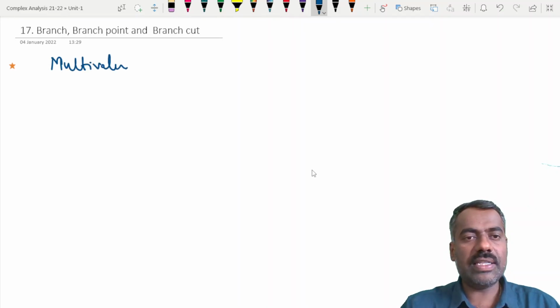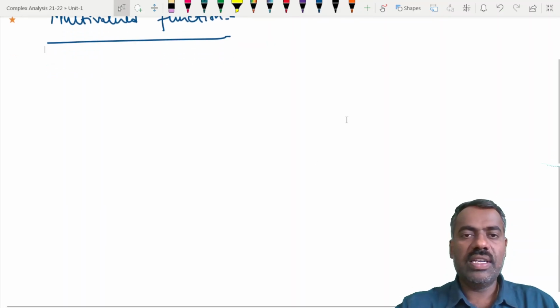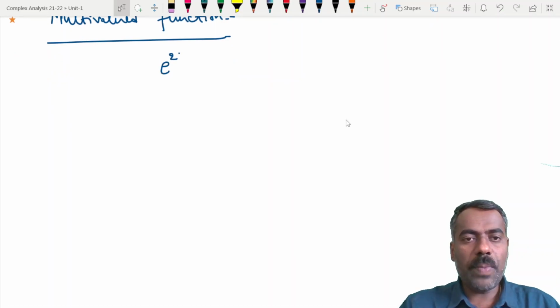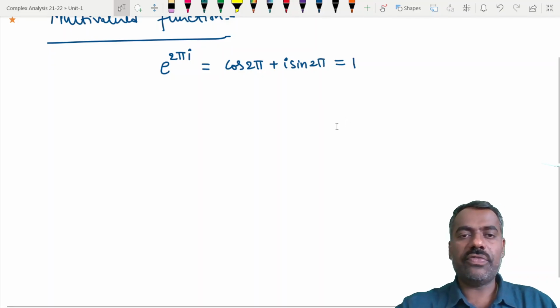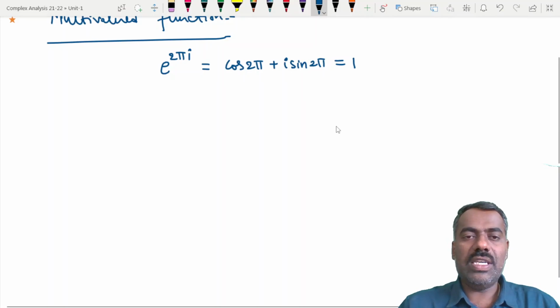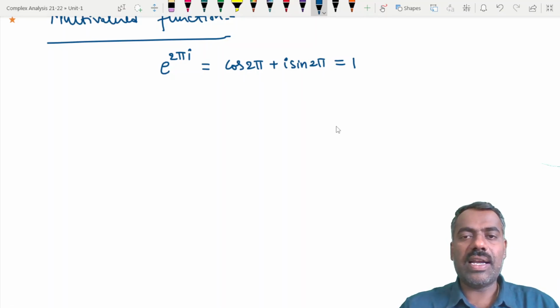If we understand this multivalued function, so what we know is that e power 2 pi i is cos 2 pi plus i times sine 2 pi, which is 1, right? So whenever you have this e power 2 pi i extra, it is not giving anything new.